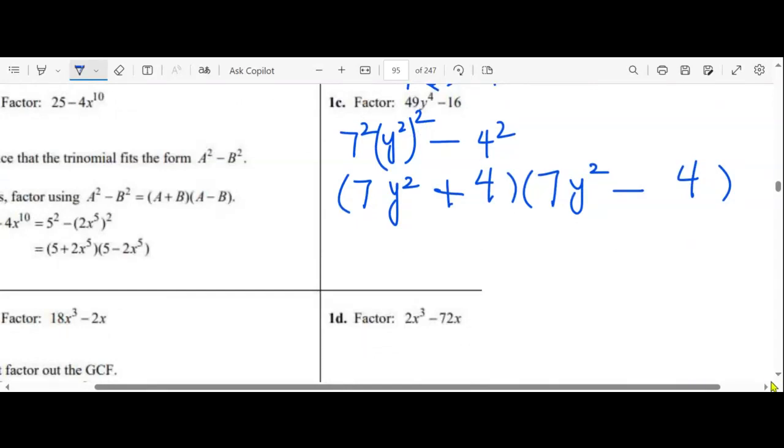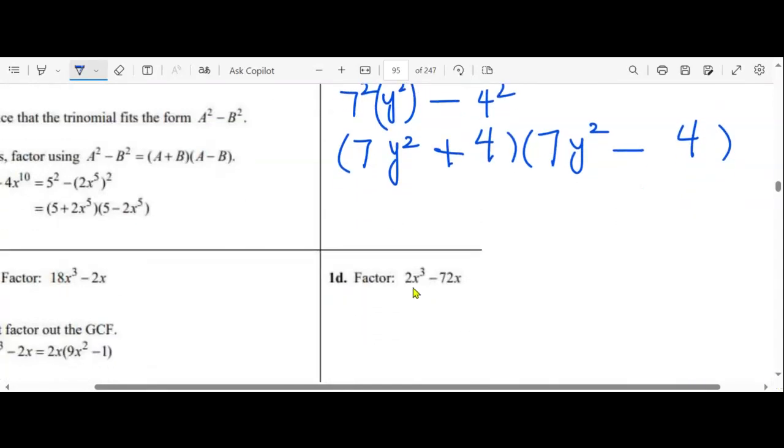Next one. Now we're going to go for the cube. But before we go for the cube, do we have anything common? Yes, we have something common. What is common? Only x. X, what about 2? So the common is 2x, correct? So let's divide. What's left? X squared minus 36, correct?